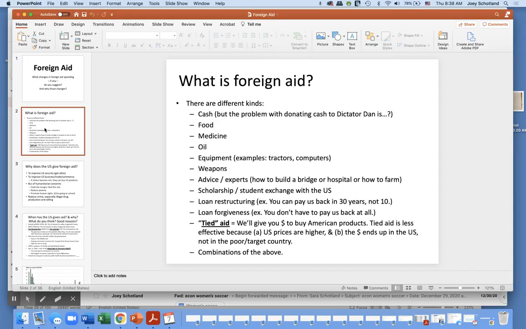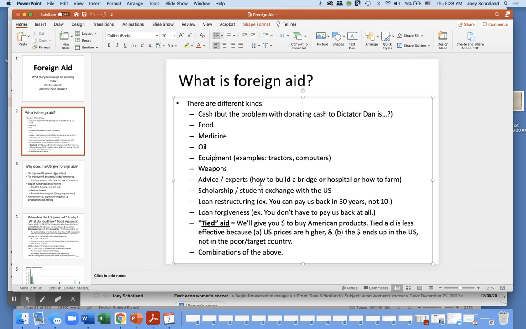First of all, what is foreign aid? There are different kinds. Cash, but the problem with donating cash to, let's say, Dictator Dan, the bad tyrant of some poor country, is what could he do with the cash donation? The US government also can give food, sometimes gives medicine, oil, sometimes we give equipment like tractors or computers, sometimes we give weapons. Sometimes we give advice or experts.